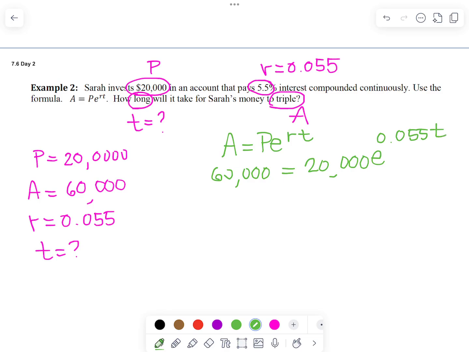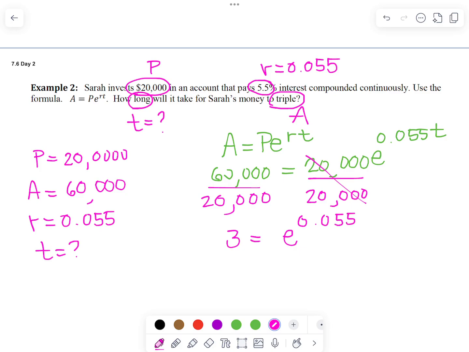And then 0.055. So what we want to do is use our equation solving methods from previous lessons to solve for t. So first we're going to undo that 20,000. So we're going to move it to the left side. So we divide both sides by 20,000. And then we're going to simplify the left. So 60,000 divided by 20,000 is 3. And the right side is e raised to the 0.055t.